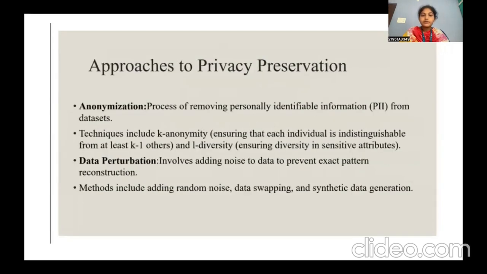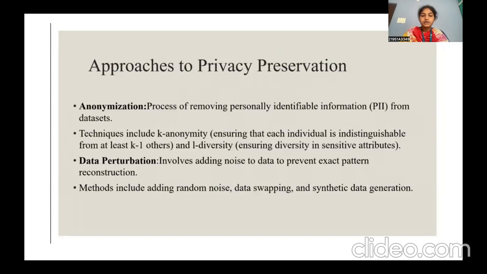Approaches to privacy preservation. Anonymization is the process of removing personally identifiable information from the datasets. Techniques include k-anonymity, ensuring that each individual is indistinguishable from at least k minus one others, and l-diversity, ensuring diversity in sensitive attributes.